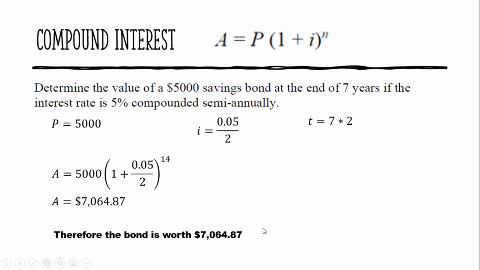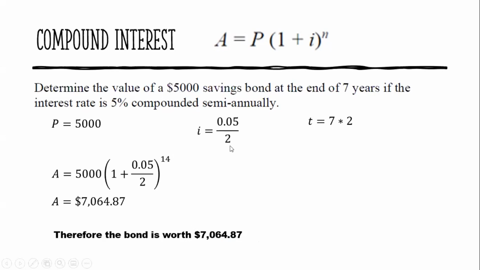So by the way, how much interest did I earn on this bond? If I put in $5,000 and my bond is now worth $7,064.87 7 years later, I must have earned some interest. How much interest have I earned? Is this all interest? No. Okay, so how much of it is interest? Just subtract it. I subtract the $5,000 from that. So it would be $2,064.87. That's my interest. This $7,000 includes the $5,000 I put in the first place. I want to make sure everybody understands that point. Okay? All right, let's move on.